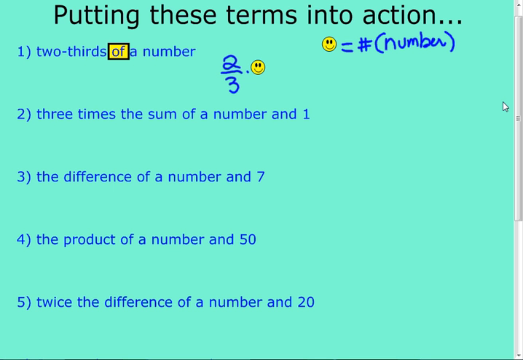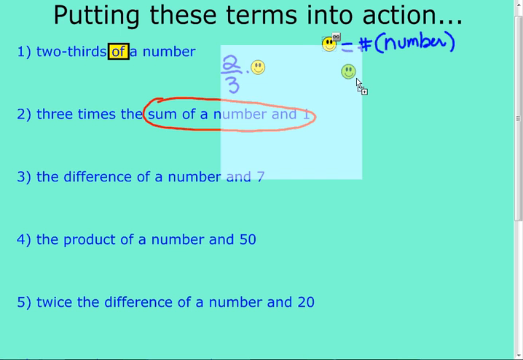So 3 times the sum of a number. You got to do this part first. What does sum mean? So I'm going to get adding my number, and we're going to add 1. Do I need parentheses? I want 3 times that number. Well, no, I don't want 3 times the number. I want 3 times the sum of a number.